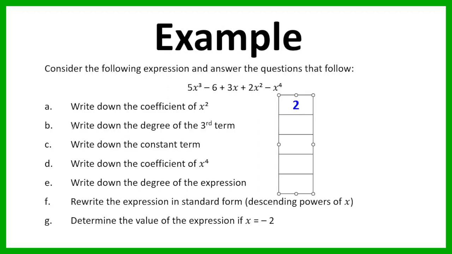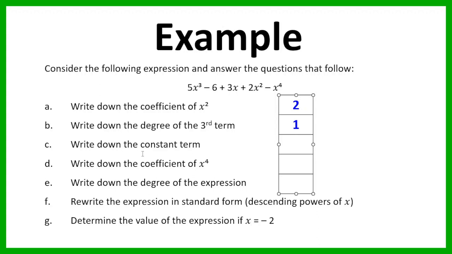Then my next question is write down the degree of the third term. So the third term is 1, 2, 3, this one over here. The degree, remember, is going to be the same as my exponent of my variable. Now my variable over here is x, its exponent is 1. So my degree for that term is going to be 1. You can't see it, but it's there.